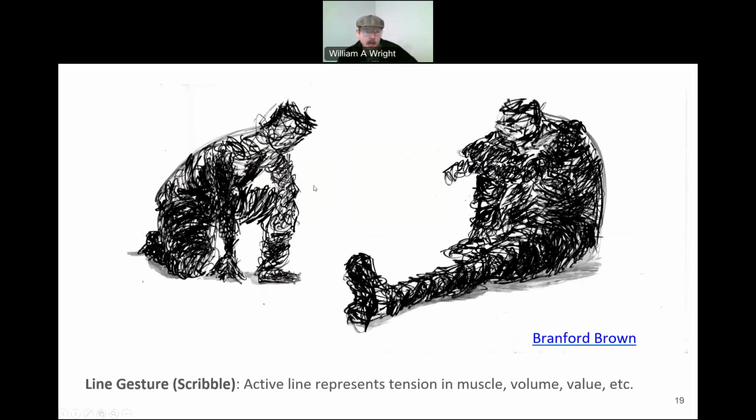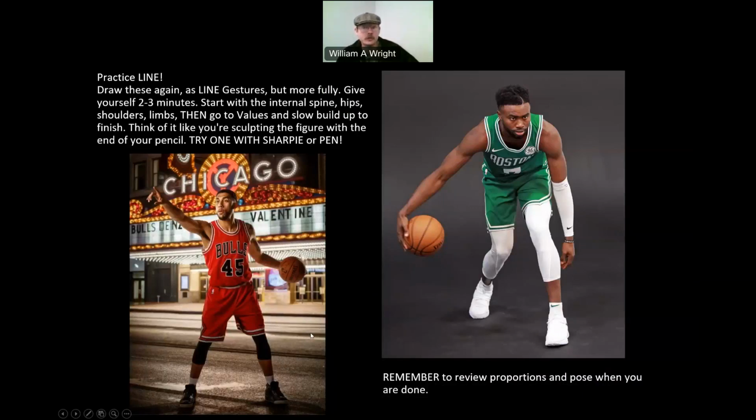And now you can have implied lines, right? Implied edges like this one here. The thigh of the guy on the right, it's not really a line there, but you see it because of the end of the marks. Okay, so what I want you to do now, drawing the same basketball players, draw these again as a line gesture, but more fully. Give yourself more like 2 to 3 minutes.